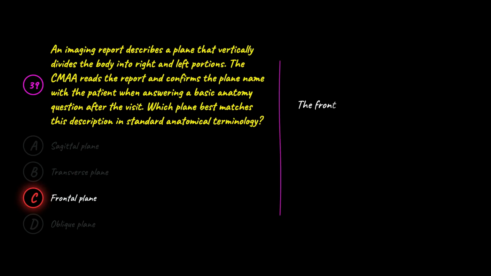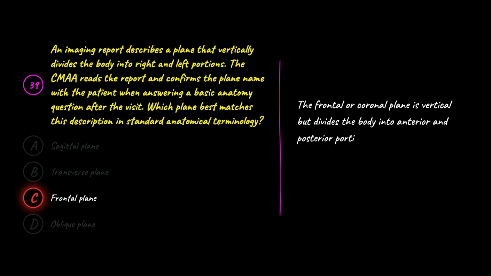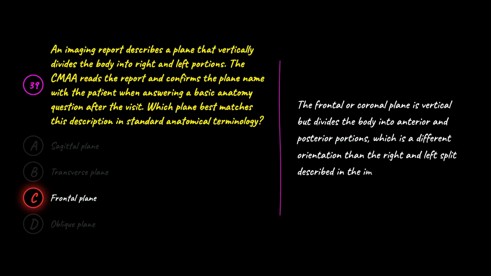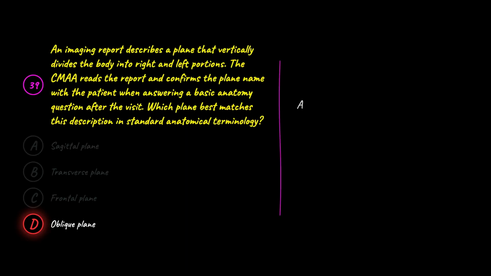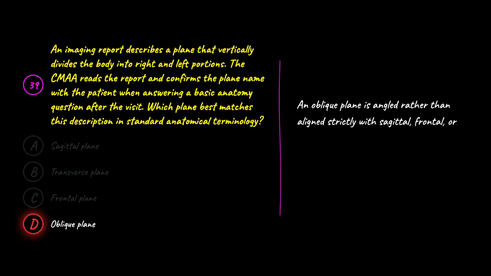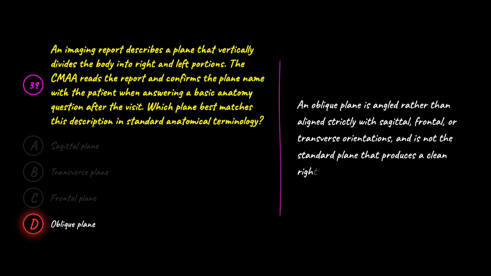C is wrong because the frontal or coronal plane is vertical, but divides the body into anterior and posterior portions, which is a different orientation than the right and left split described in the imaging report. D is wrong because an oblique plane is angled rather than aligned strictly with sagittal, frontal, or transverse orientations, and is not the standard plane that produces a clean right and left division of the body.